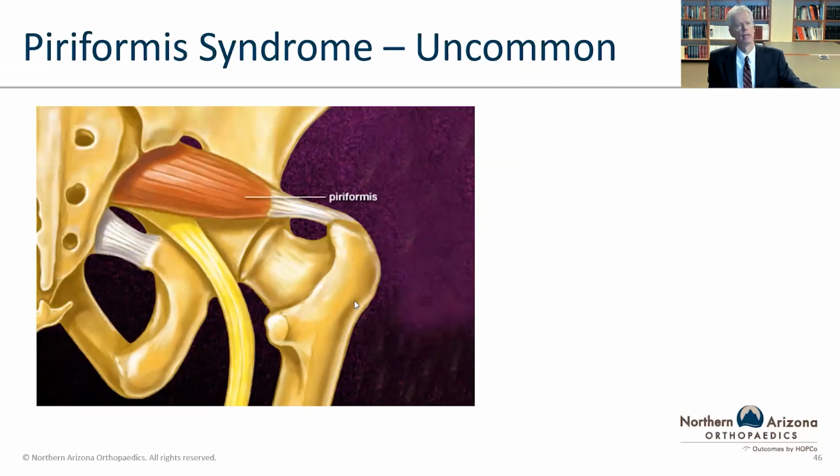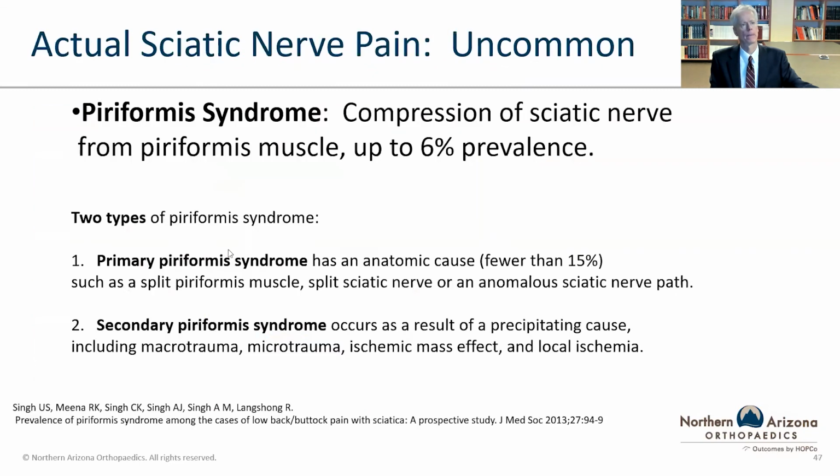Here's an easier diagram talking about piriformis syndrome. Classically, if the piriformis muscle is tight or there's an abnormality, it can pinch the sciatic nerve, so it's not actually from a pinched nerve in the back. One study referenced here said the compression of the sciatic nerve was up to 6%. I've seen it very rarely, so it's a very low percentage, maybe as high as that. There are two types. Primary piriformis is due to an anatomic cause, such as a split in the piriformis so the sciatic nerve goes through and is pinched, or a variation in the sciatic nerve itself. That's fewer than 15% of an already small number.